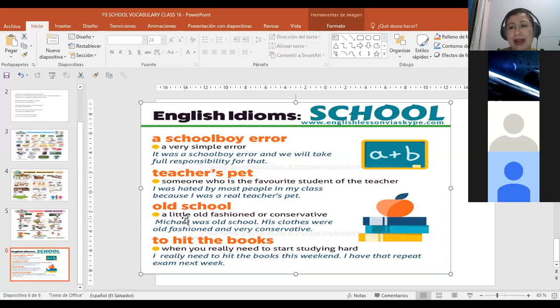Old school. La vieja escuela. ¿Verdad? O como cuando decimos la vieja guardia en español. Estos son de la vieja guardia. Los que, they don't change their minds. They have it stuck in their brains and they don't want to change. Es como, ya no quieren cambiar, ¿verdad? De pensamiento. Old school. A little old-fashioned or conservative. La definición es un poquito pasado de moda, ¿verdad? O muy conservador, ¿verdad?